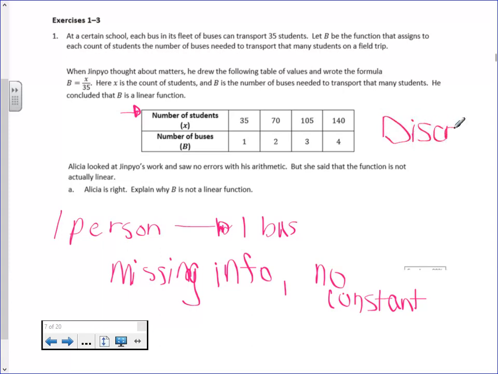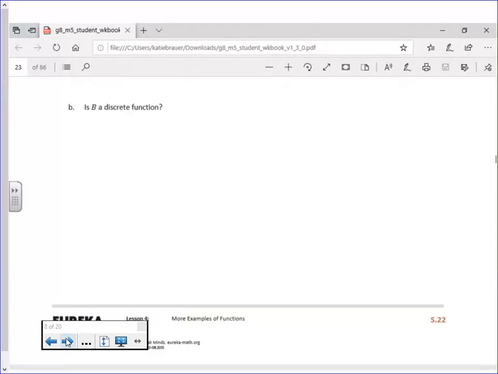We're not even going to argue that. People like to do that, but we're not going to do that. Yeah, right there, you should have said discrete. You have to have whole numbers for both x and y in this case.